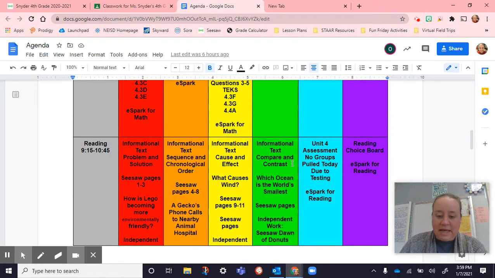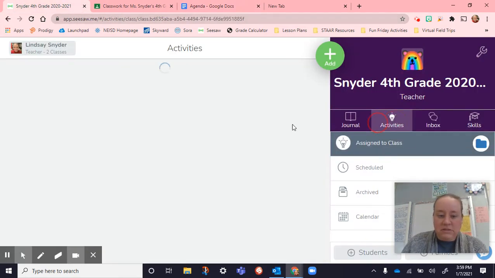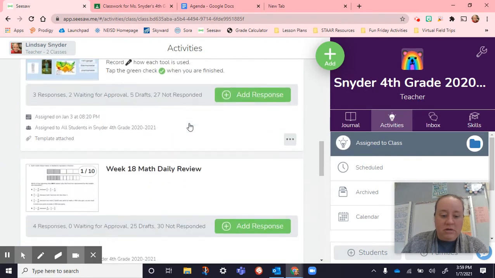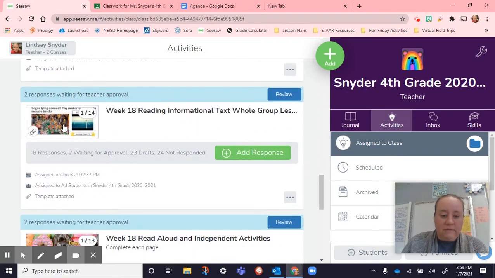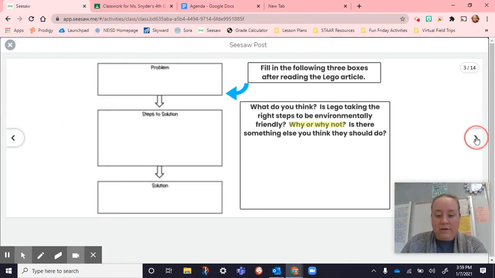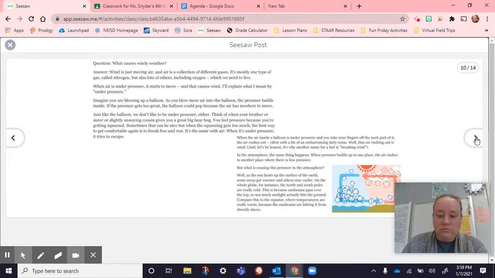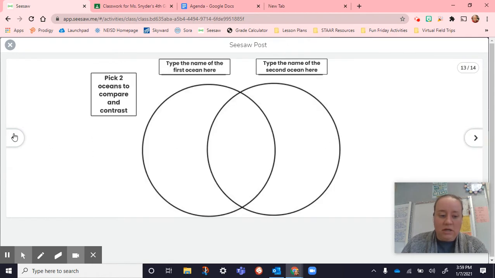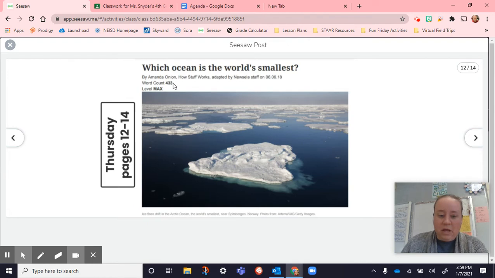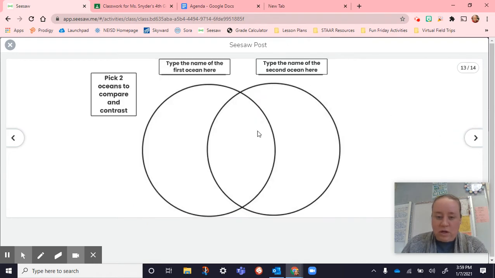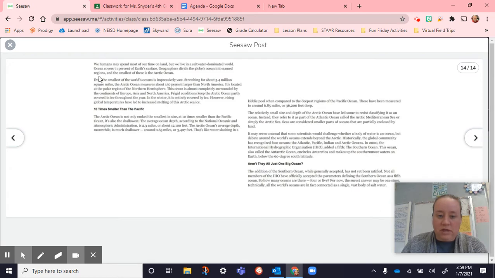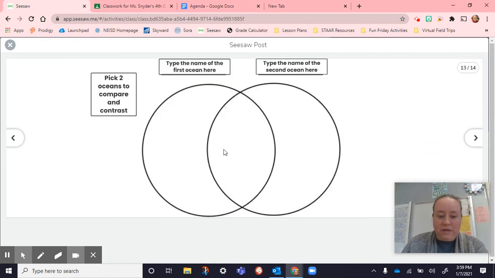For reading today, we looked at some comparing and contrasting with our oceans. That was in Seesaw. If you go down here to reading informational text, we read page 12 to 14, which ocean is the smallest. This story is talking about the Arctic Ocean and how it compares. We got that information and we added it here.